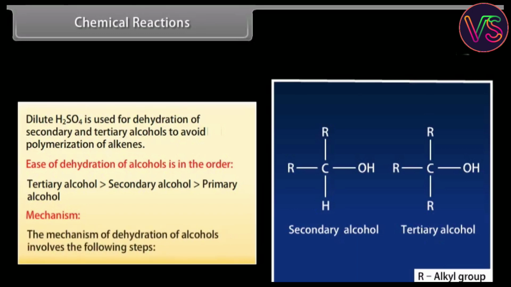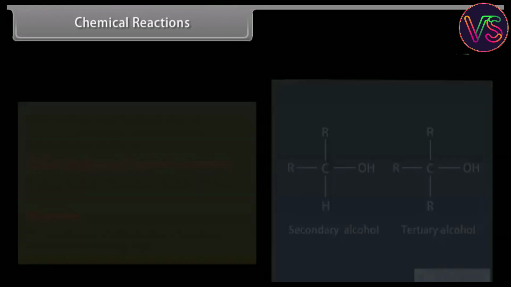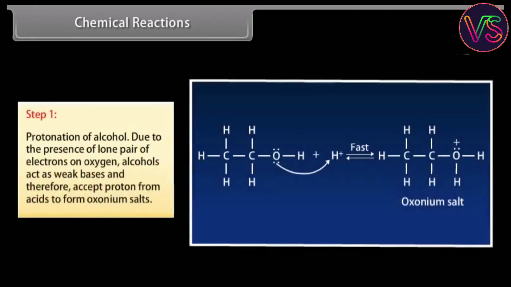Mechanism. The mechanism of dehydration of alcohols involves the following steps. Step 1. Protonation of alcohol. Due to the presence of lone pair of electrons on oxygen, alcohols act as weak bases and therefore accept a proton from acids to form oxonium salts.